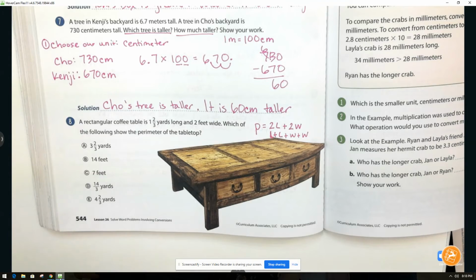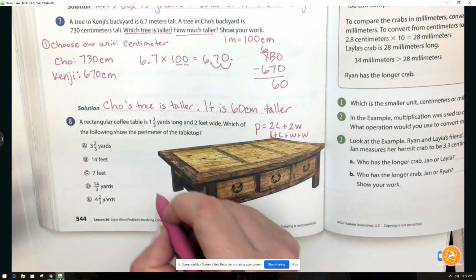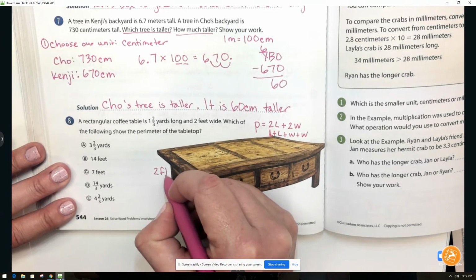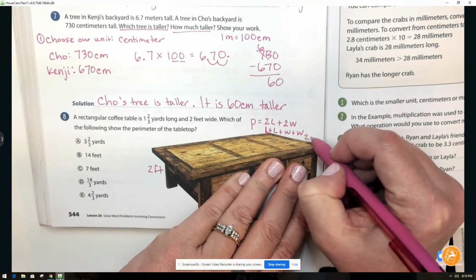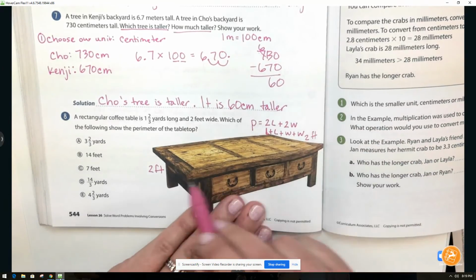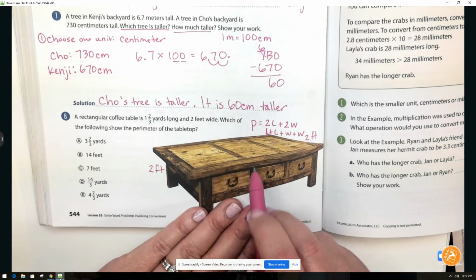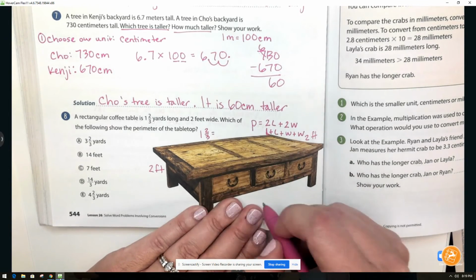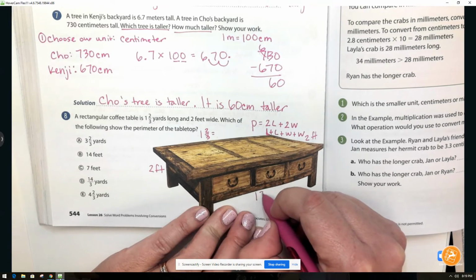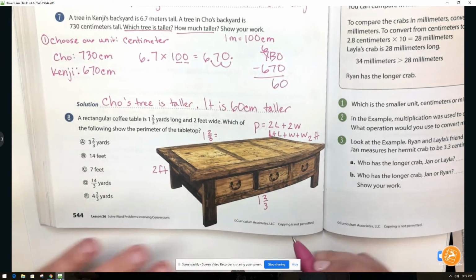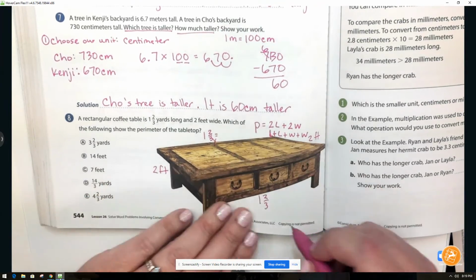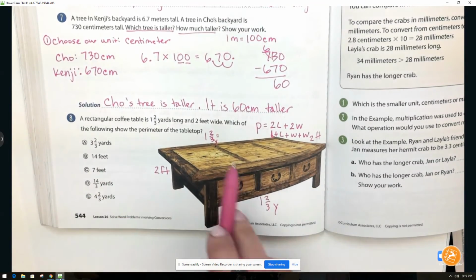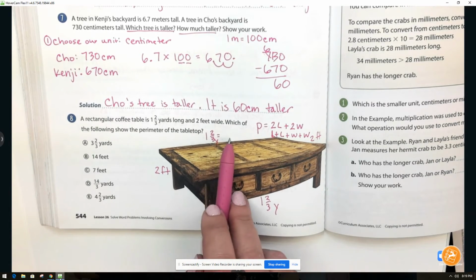But let's go ahead and go to feet first. We already know that this side over here is 2 feet, and that means this side over here is also 2 feet. Now, these two sides are both 1 2/3 of a yard. Okay, let me put in the Y. There we go. Now, let's convert these 1 2/3 yards into feet.